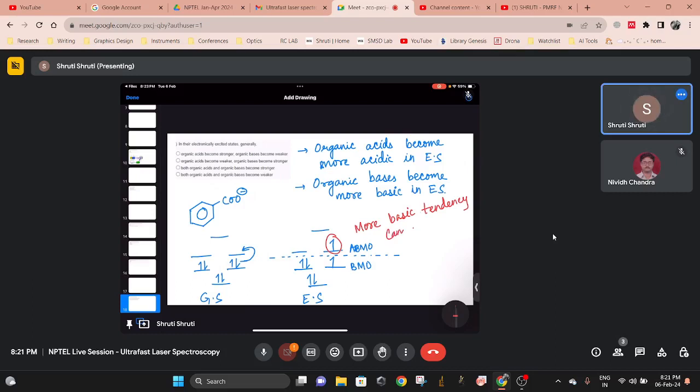It can abstract the proton more easily than in the ground state, because this was in the stable state. So this is the reason why organic bases become more basic in the excited state. This is the same reason as for the acids. So the answer is 3 here. Both organic acids and organic bases become stronger.